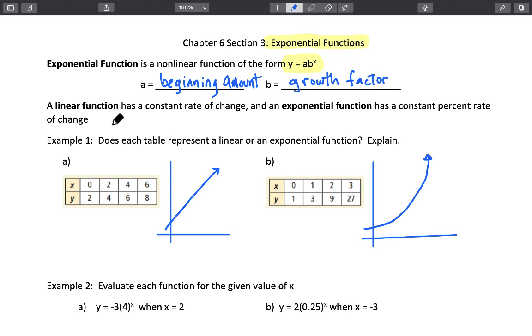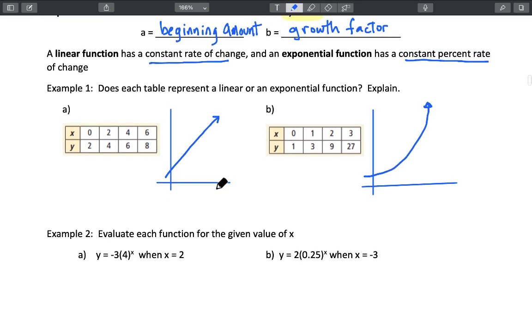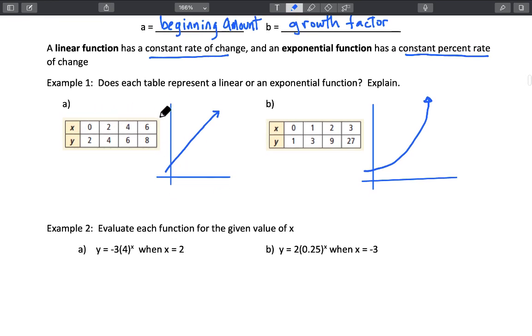So first of all, a little bit of a difference. A linear function, remember, had a constant rate of change, whereas an exponential function has a constant percent rate of change. And this is what we mean by that. In example 1, we can see that our table of x's and y's are going up by positive 2 on the x's in between each little interval here, and positive 2 on the y's. So if we took the rate of change as change in y over the change in x, that would give us 2 over 2, which is equal to 1. And that's true throughout the entirety of the table.